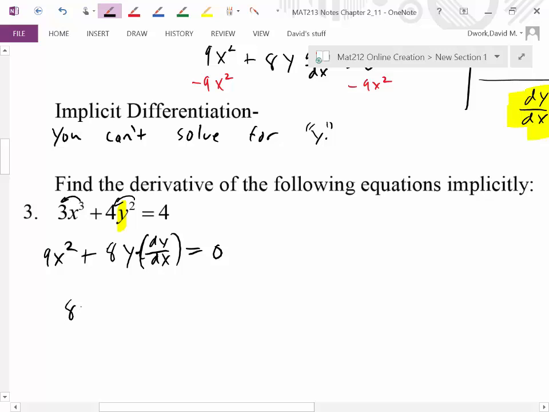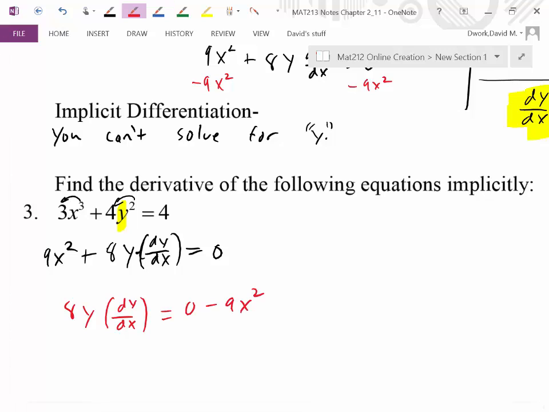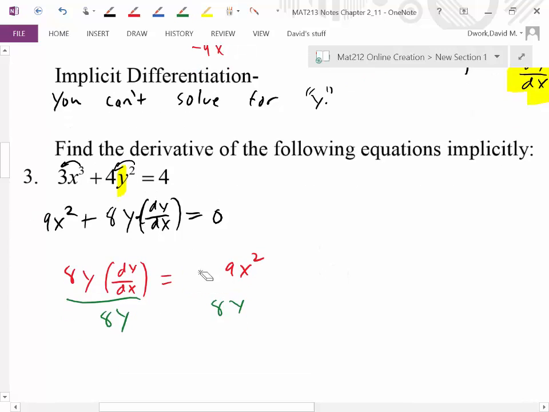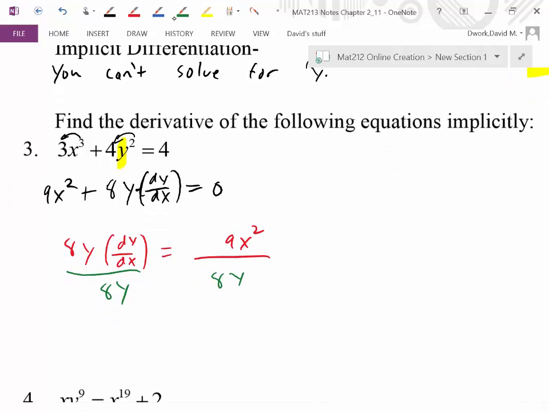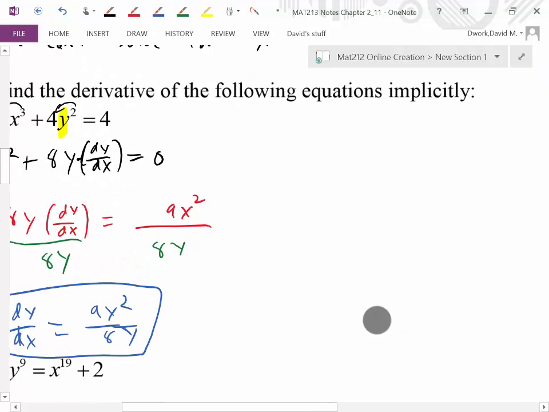So here we go. Subtract the 9x squared over. That's going to give us 8y dy dx equals 0 minus 9x squared. Then we're going to divide by 8y and see how easy the solving is. I don't know why I just did 0 minus. Okay, it's been a long week. Notice how easy the solving is, because dy dx is multiplying this stuff, so all you do is divide by it, and you're done. That gives us dy dx is equal to 9x squared divided by 8y. If that's stuck, good.